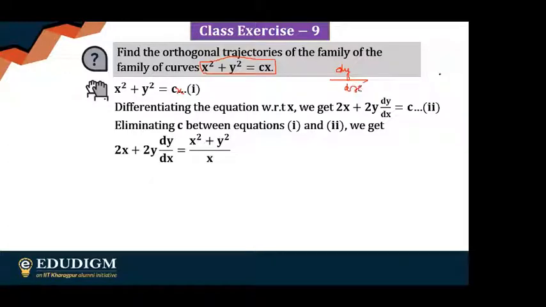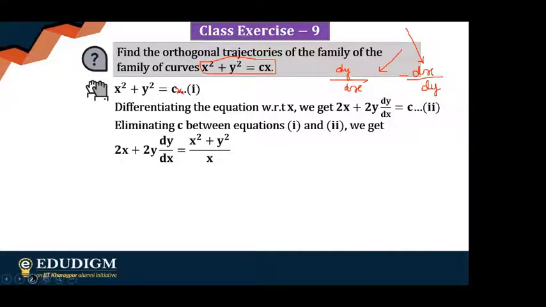What will be the slope of its perpendicular line? This will be minus dx/dy. This is very, very crucial. Always understand that whenever this is the basic trajectory you're talking about, for the orthogonal trajectory, this will be the slope, so that the product is -1.